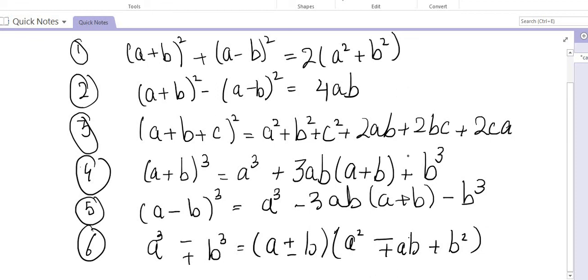These are 6. If you are able to memorize them, then you can solve exercise 4.2 easily. In our next class, we are going to discuss exercise 4.2. Thank you.